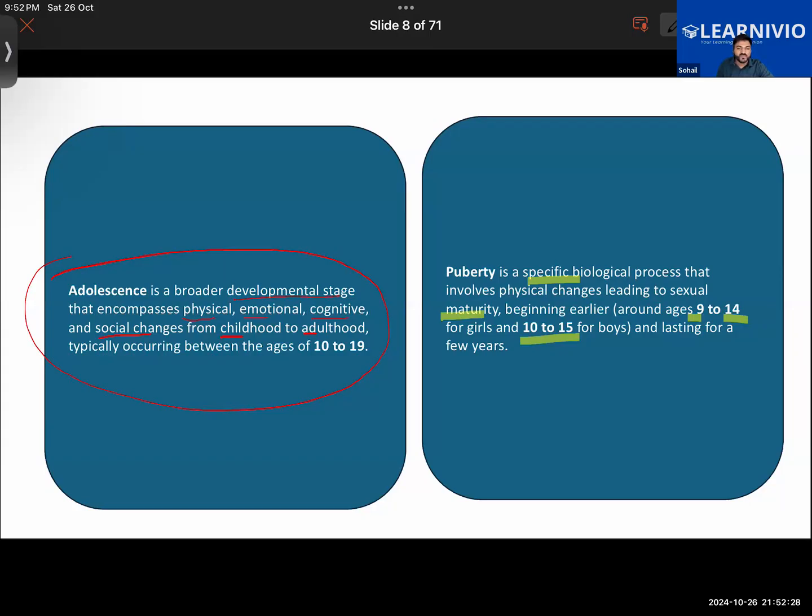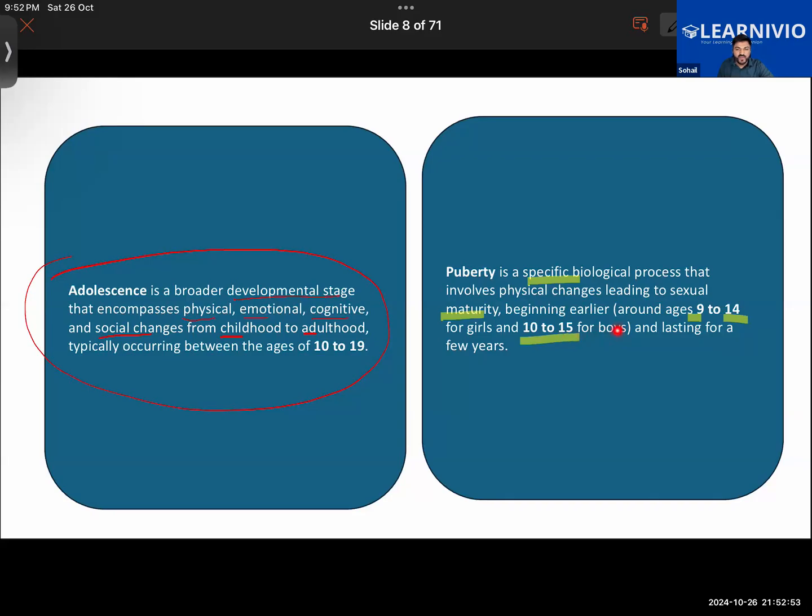Okay, now that is one thing. But talking about puberty, it only talks about reproductive maturity. What reproductive maturity? A child is said to have received reproductive maturity when their reproductive organs start the production of special cells called gametes, respectively male and female gametes, that is sperm and ovum.